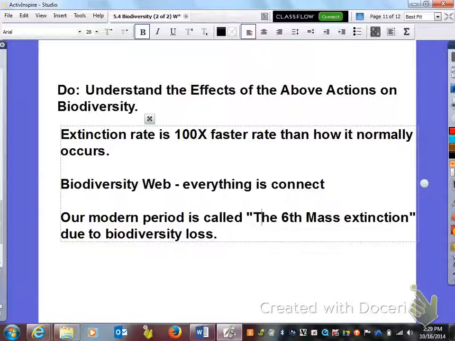Alright guys, this is looking at what destroys biodiversity, 5.4, 2 of 2.